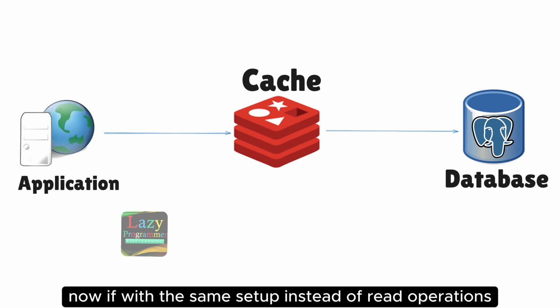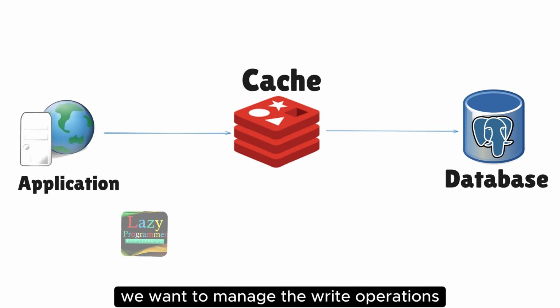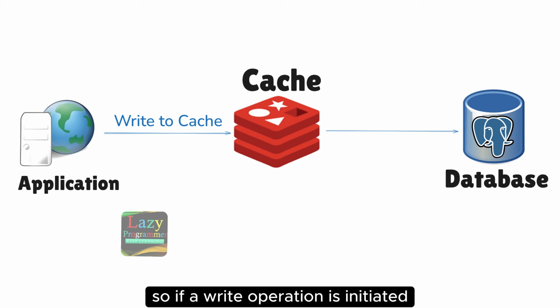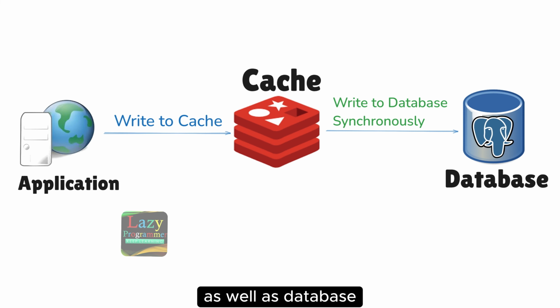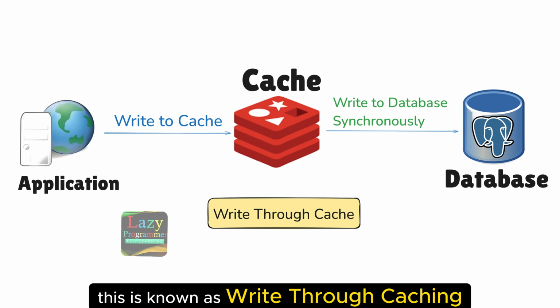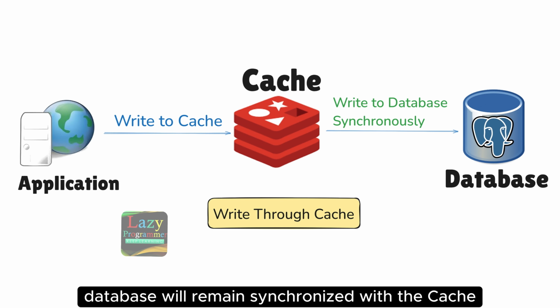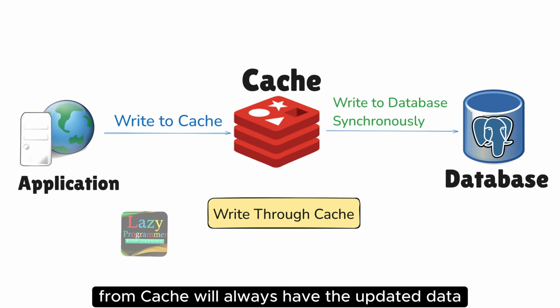Now, if with the same setup, instead of read operations, we want to manage the write operations, every write operation from your application to the database will go through the cache first. So if a write operation is initiated, it will be marked successful only after it is written to both the cache as well as the database. This is known as write-through caching. It is a synchronous process, so the caller needs to wait till both the writes are completed. Using this, the database will remain synchronized with the cache, and it will also ensure that all the read operations from cache will always have the updated data.